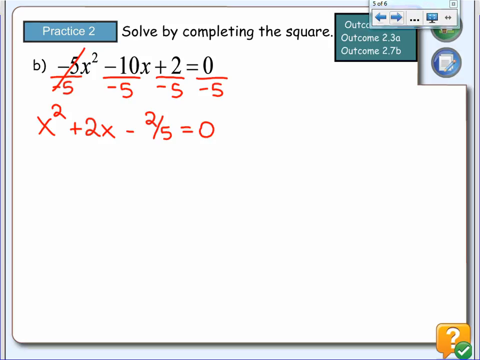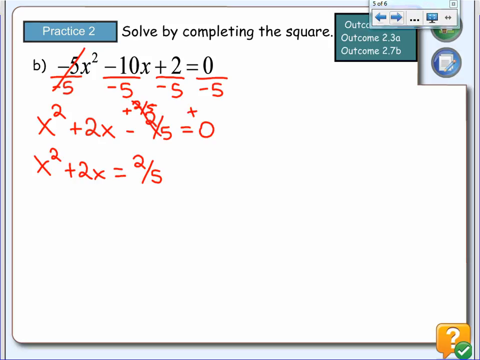So we need to add that 2 over 5 to both sides. So plus 2 over 5, they cancel, and plus 2 over 5.